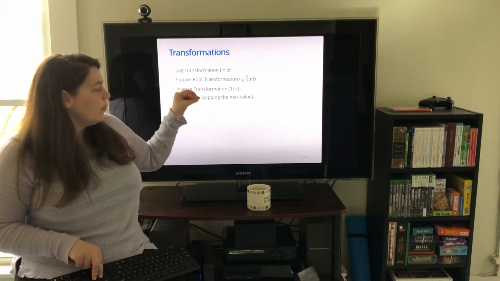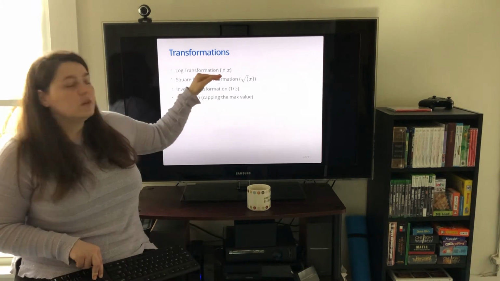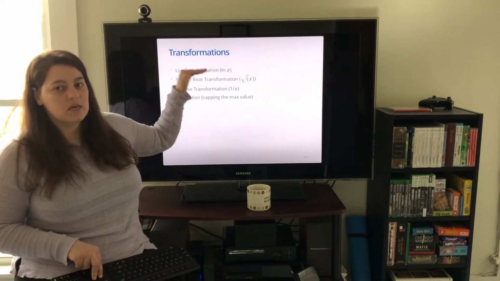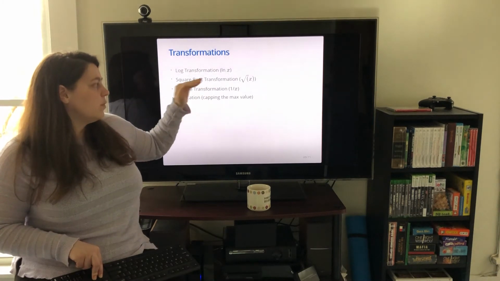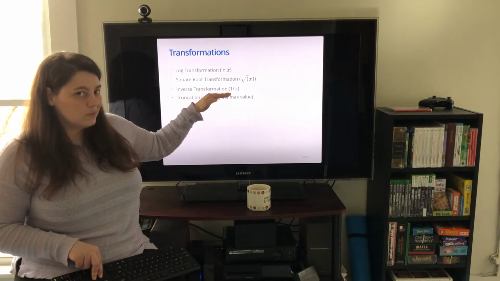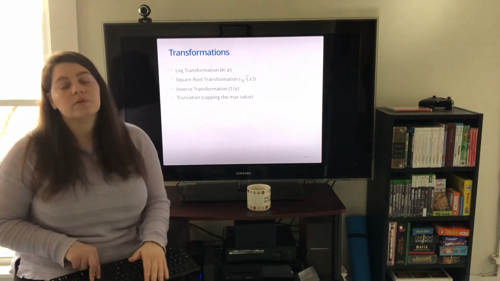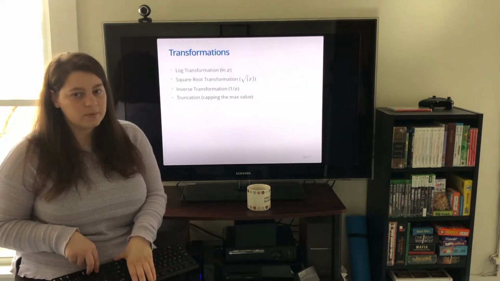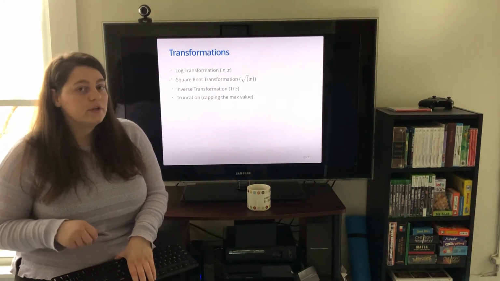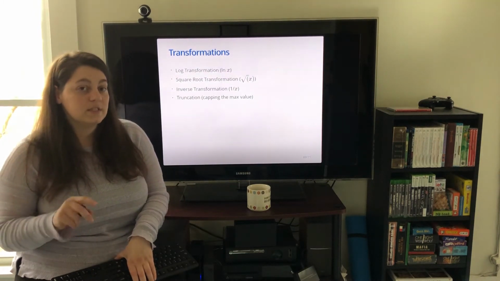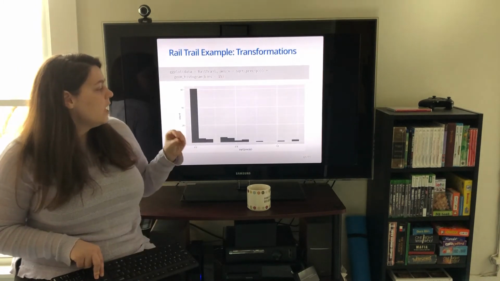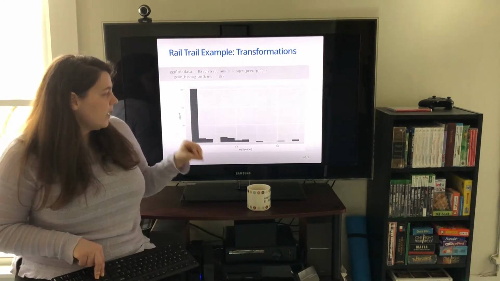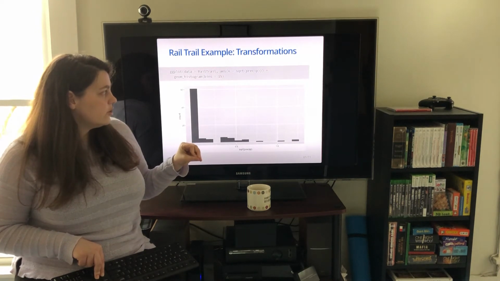Okay, here are a couple of options. So you could use the log transformation. This is the most common. The square root transformation also works. An inverse transformation sometimes works, and truncation. So we've got a lot of options here. Basically what you're going to do is use some of these transformations and see if we can improve the model fit at all.